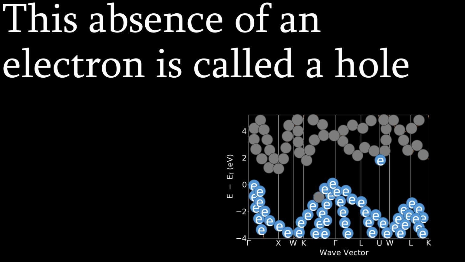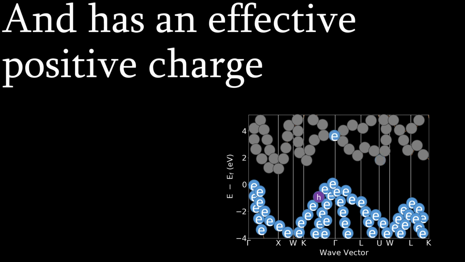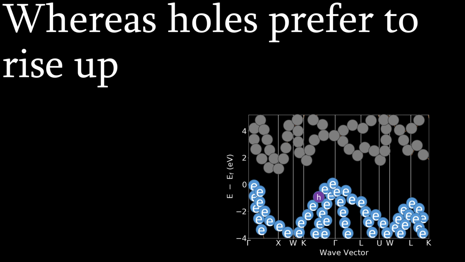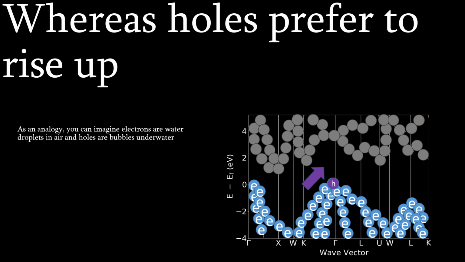This absence of an electron is called a hole, and has an effective positive charge. Just from being the absence of a negative charge, it isn't really a positively charged species in its own right. On a band diagram such as this, electrons prefer to settle down, whereas holes prefer to rise up. As an analogy, you can imagine electrons are water droplets in air and holes are bubbles underwater.